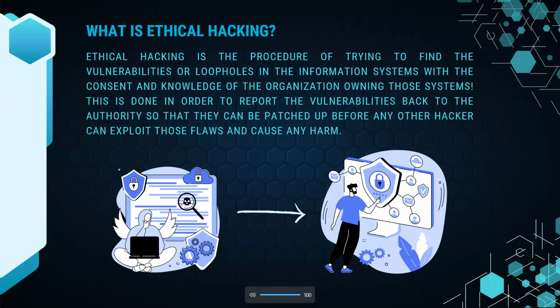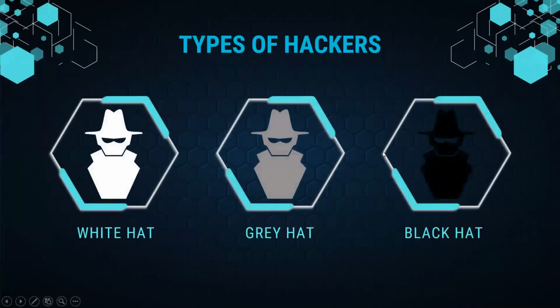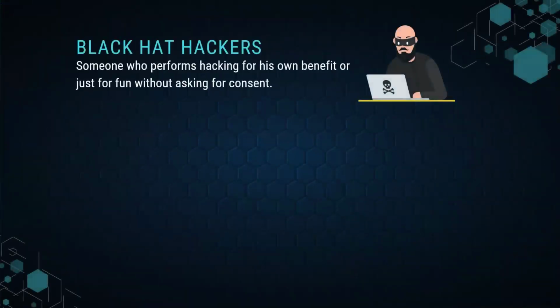No doubts. Okay, cool. Now, depending on these two definitions, we can categorize the types of hackers as well. There are three broad categories: white hat hackers, gray hat hackers, and black hat hackers. Black hat hackers are people who perform hacking for their own benefit or for fun without asking for consent. These people are also commonly termed cyber criminals.